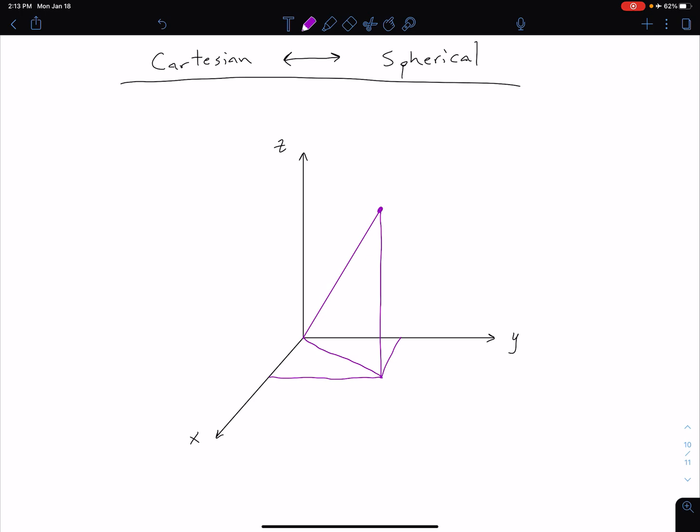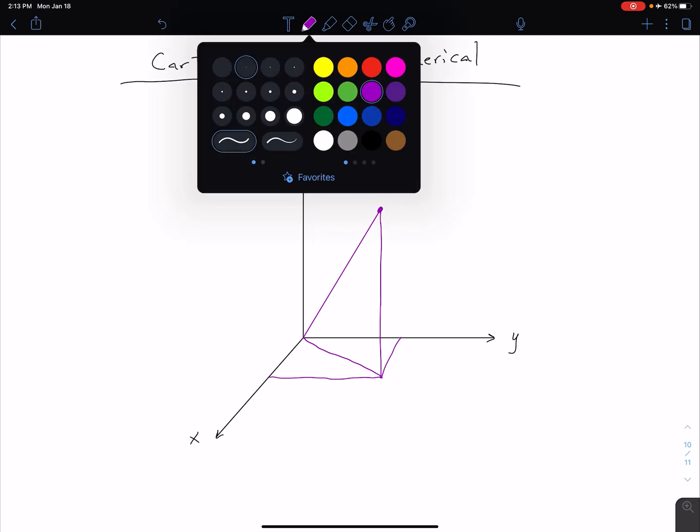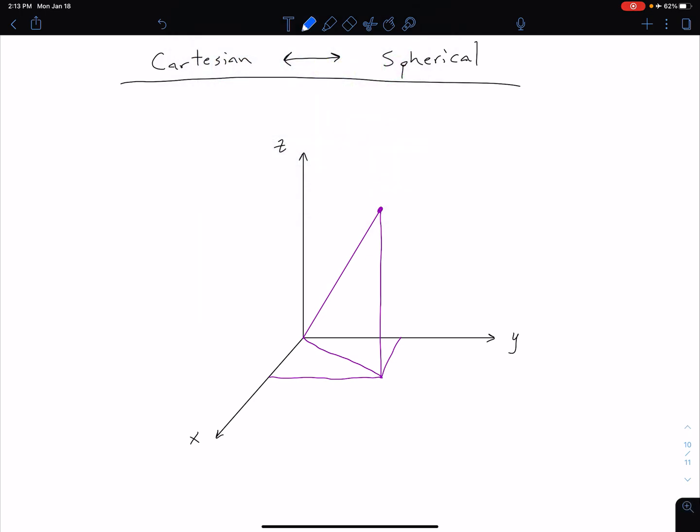So basically, let me label some things here. We have two right triangles. We have a right triangle in our xy plane, where this angle here is our phi, the same as we saw with our cylindrical coordinates, but this is also defined in our spherical coordinates. And of course, this distance here would be our x, this would be our y, and this would be our rho.